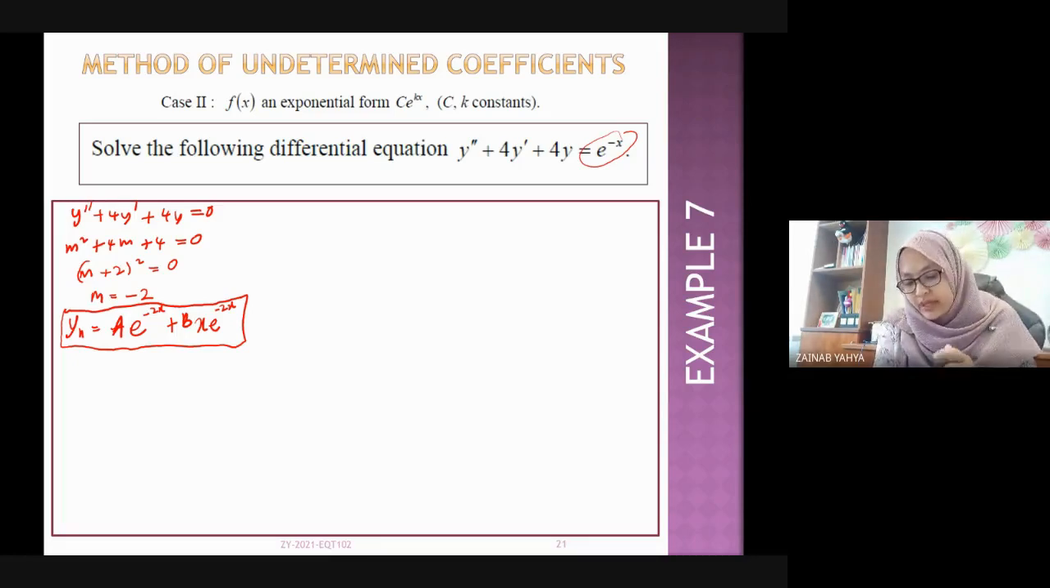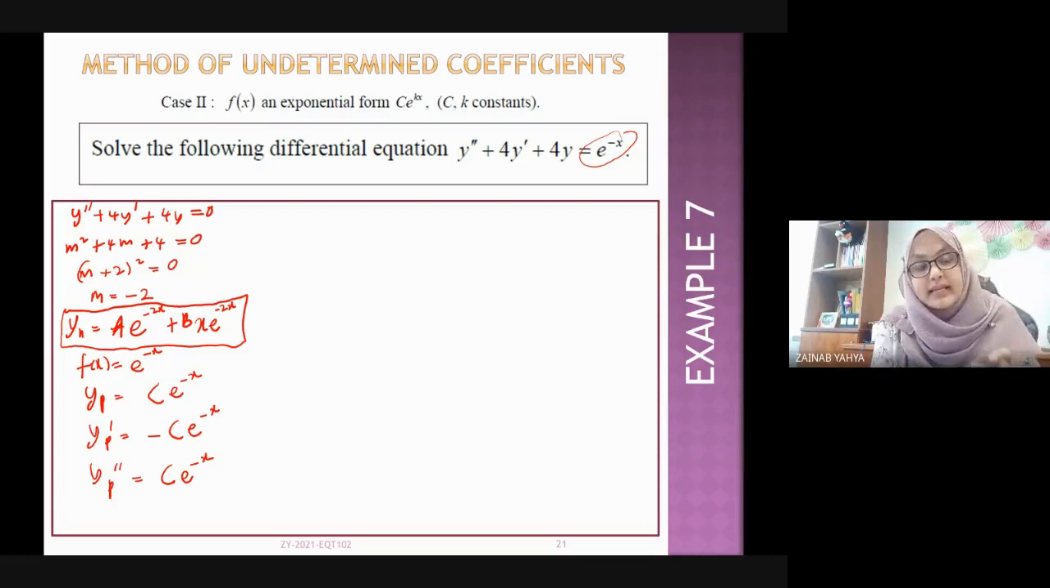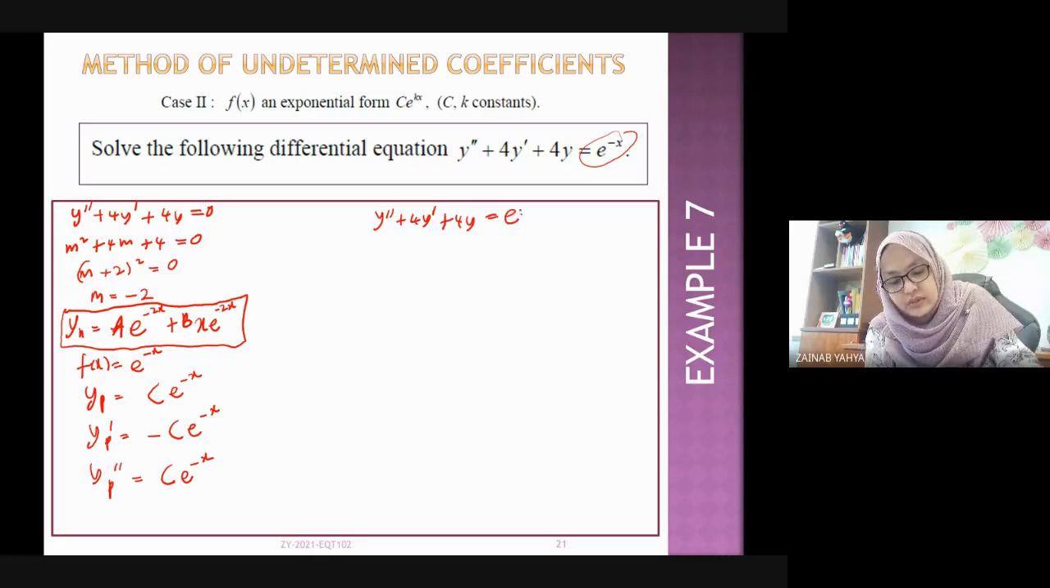So yp, if f(x) is equal to e^(-x), your yp is equal to c e^(-x). So yp prime is negative c e^(-x). yp double prime will become positive again, c e^(-x). So that's it. Next step is to substitute into the original equation: y double prime plus 4y prime plus 4y equals e^(-x).